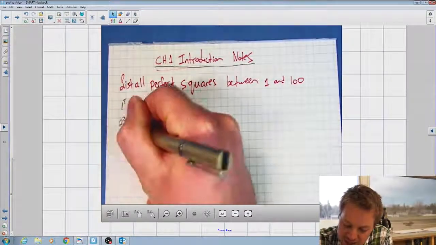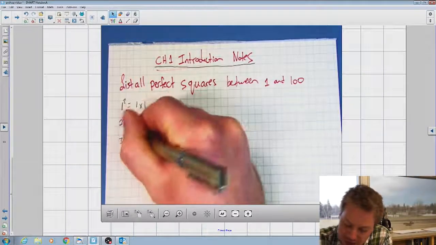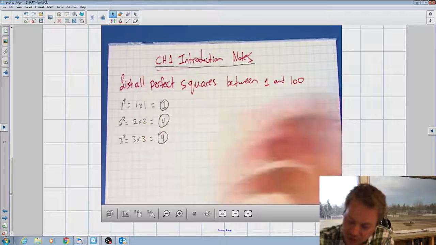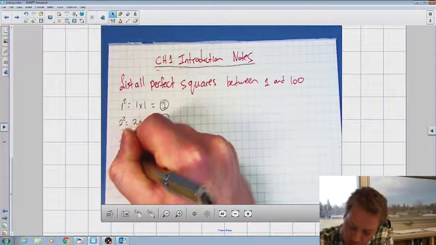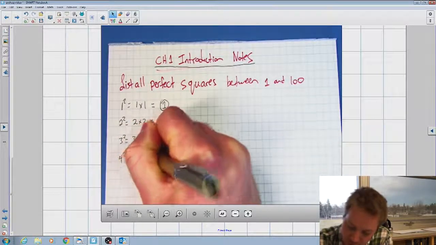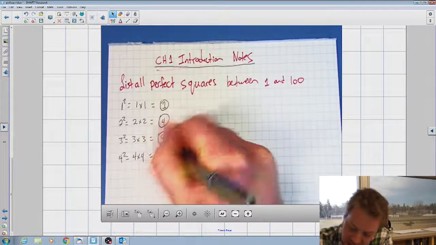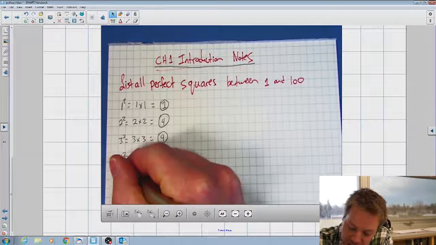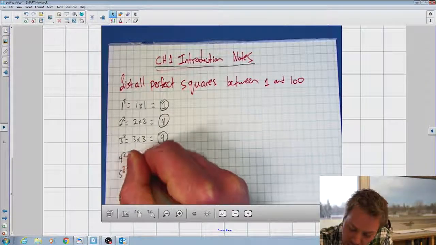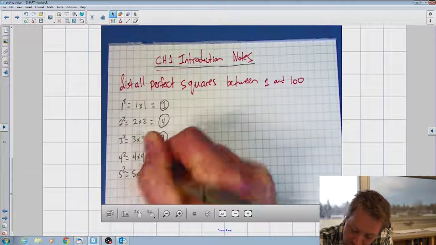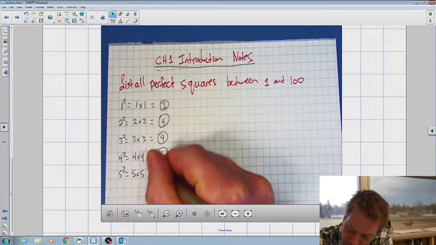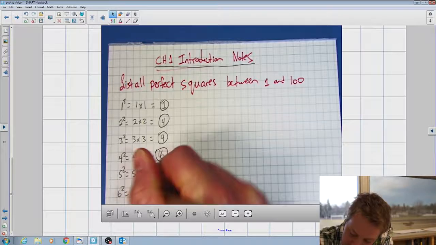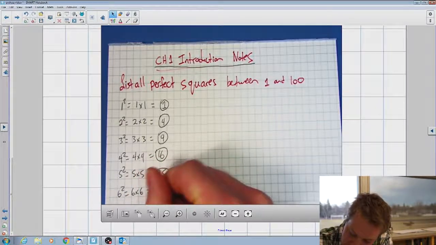The next one is 3 squared. So that is 3 times 3 equals 9. Perfect square is 9. Next one is 4 squared. That is 4 times 4 equals 16. So the next perfect square is 16. Then we've got 5 squared equals 5 times 5. That equals 25. Next perfect square is 25. 6 squared is 6 times 6. Next perfect square is 36.